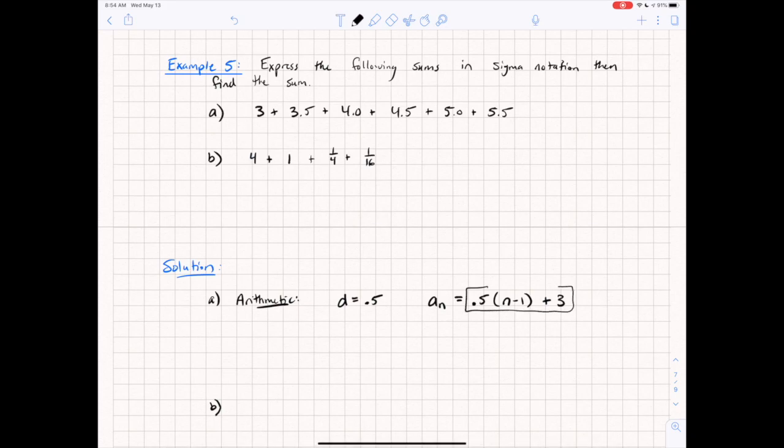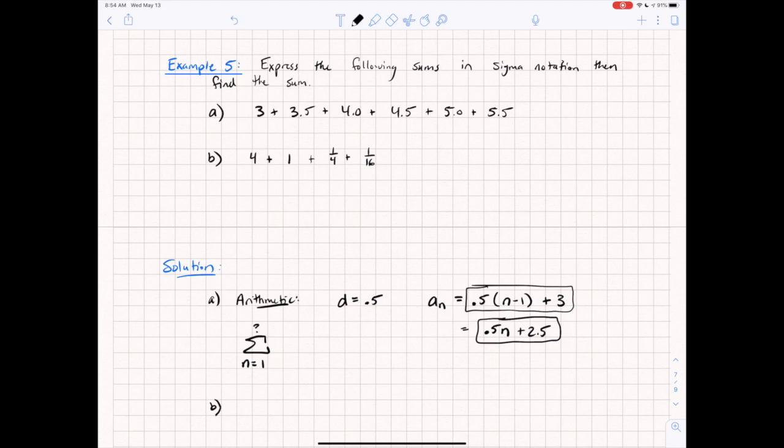Here's my argument. To make this a little easier to use, we can simplify it. I can distribute the 0.5, so this would be minus 0.5 plus 3, or plus 2.5. This is the argument that I'm actually going to use for my sigma notation. So I have my sigma, and n is going to start at 1.